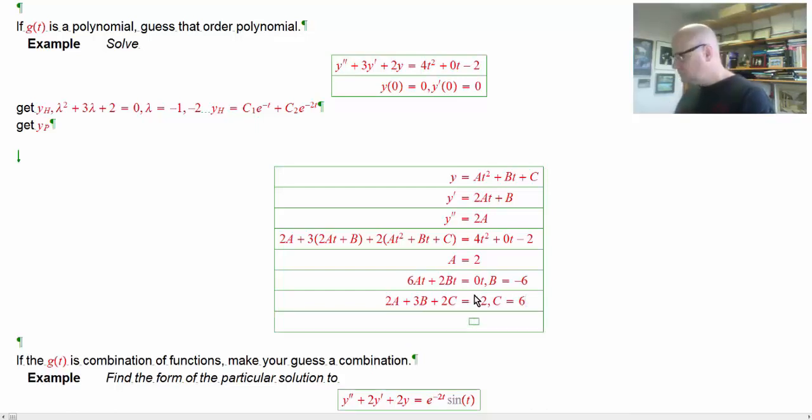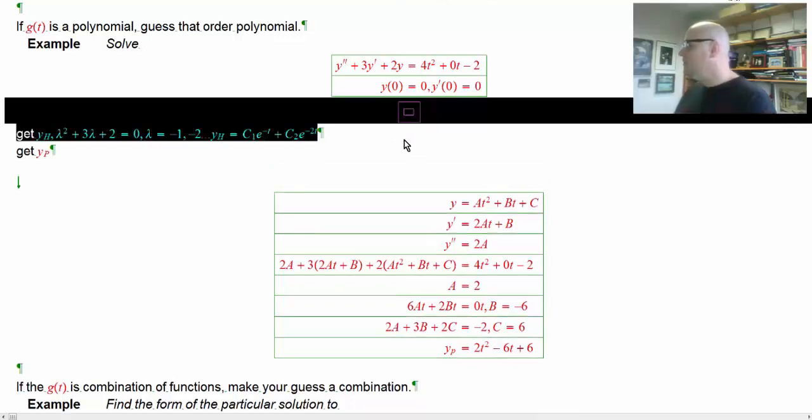So my particular solution is 2t squared minus 6t plus 6. Now notice I did have initial conditions, and what do I do with initial conditions? I find the constants, but I did not jump right in and find them right away when I only had the homogeneous solution. I need to sub these conditions in to find the constants in the general solution.